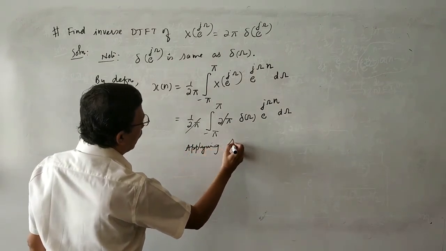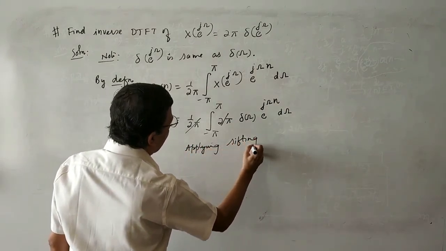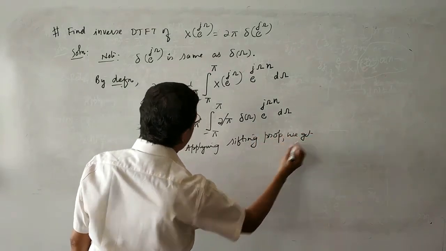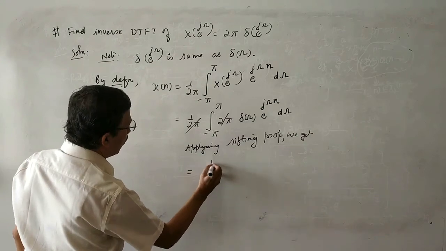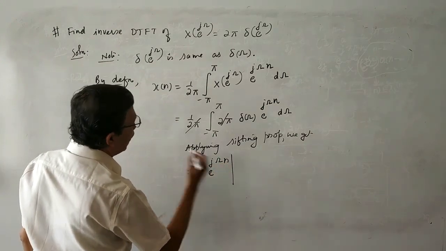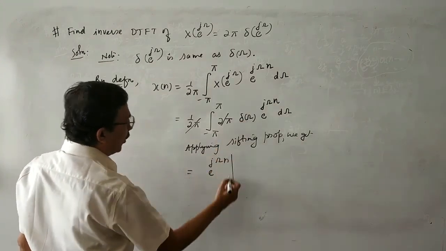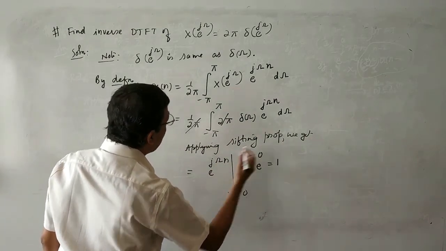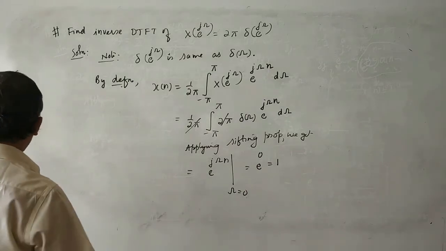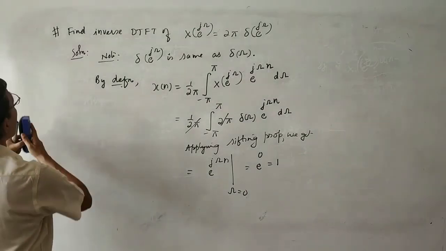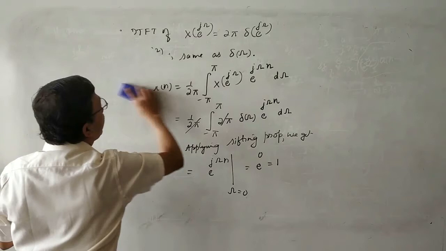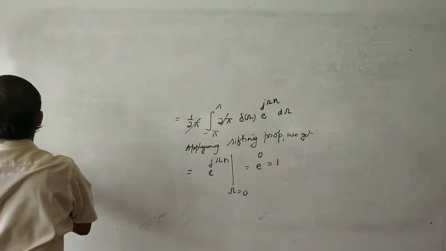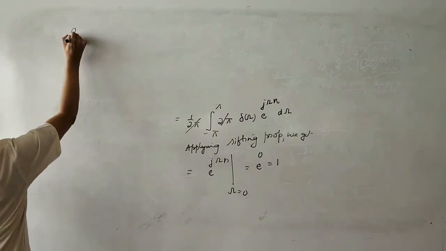Applying shifting property, we get e to the power j omega n evaluated at the location of this impulse, which is omega equal to 0. E to the power 0 equals 1. I'm going to write a corollary now.